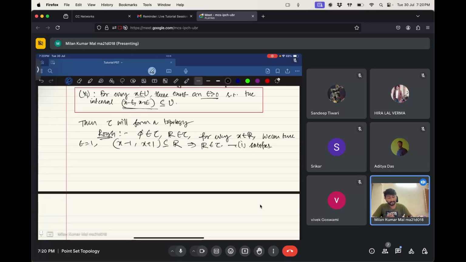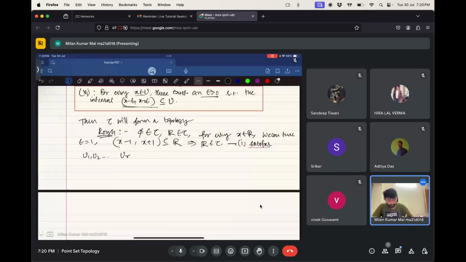Satisfied. Now the second condition, the finite intersection. Let u1, u2, ..., ur be elements of tau, and let x belong to their intersection. I have to show that the intersection of all these ui, i equals 1 to r, is again in tau. That means I need to show that if x is in the intersection of ui, i equals 1 to r, then there should exist epsilon greater than 0 which satisfies this condition, right?